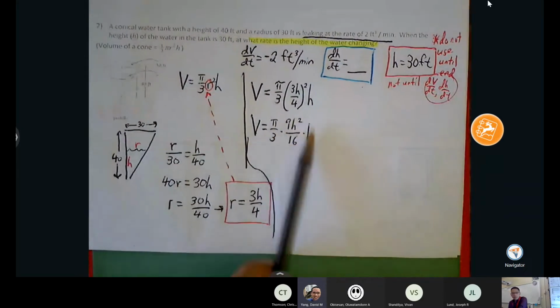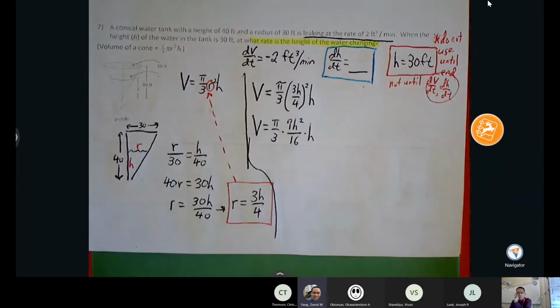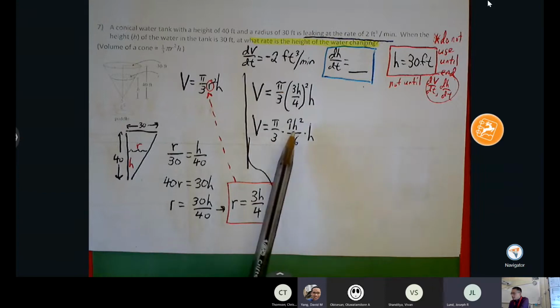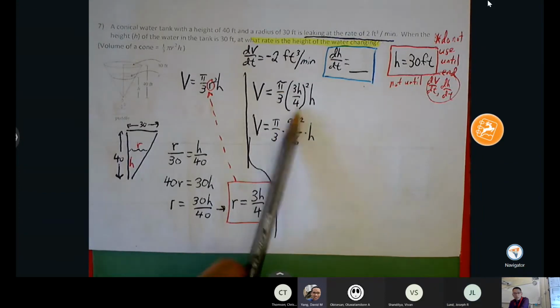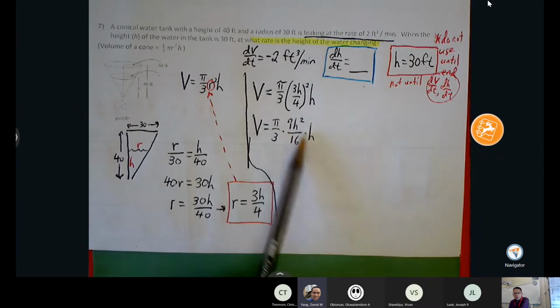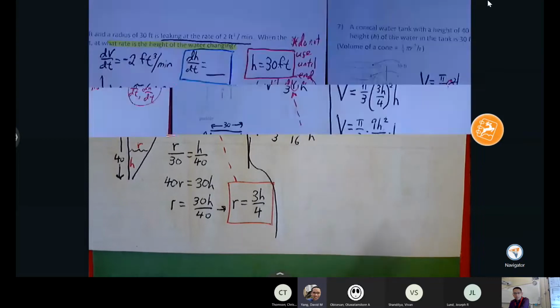Okay, what's next? How can I clean this up even more? Could you multiply h squared to h cubed? Good, that's important, right? I see some students wanting to do power rule, bringing down that 2, but we've got to push these together, okay? If you start doing power rule and this h is still sitting here, that technically means you've got to go through product rule, right? So it's easier if we just put the h's together.